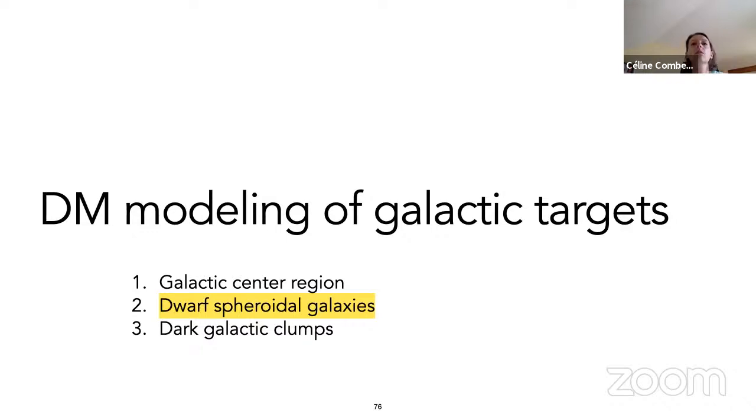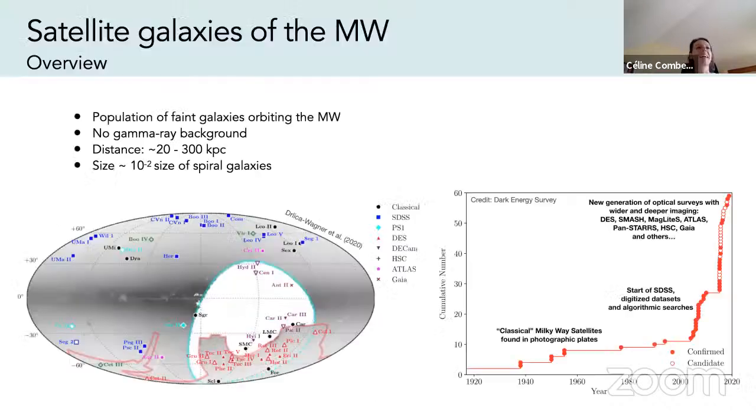Oops, why can't I switch slide? Okay. So the dwarf spheroidal galaxies are a population of galaxies that are orbiting the Milky Way. So they are located within our dark matter halo. They have old populations of stars. There's no active star formation, so we don't expect any gamma ray background. So in that sense, they're a very clean environment to look at.